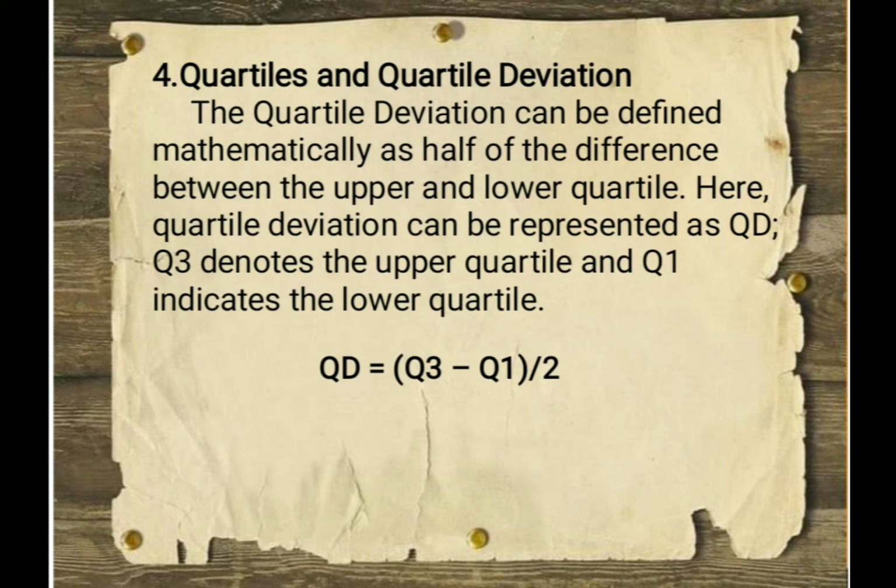Number 4. Quartiles and quartile deviation. The quartile deviation can be defined mathematically as half of the difference between the upper and lower quartile. Here, quartile deviation can be represented as QD. Q3 denotes the upper quartile and Q1 indicates the lower quartile. The formula is under it: QD is equal to open Q3 minus Q1 close, divided by 2.